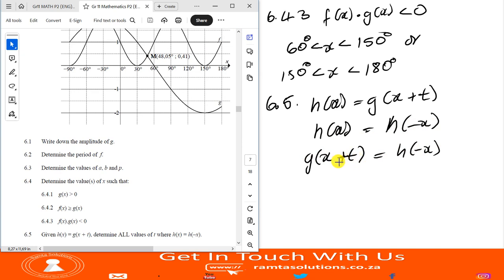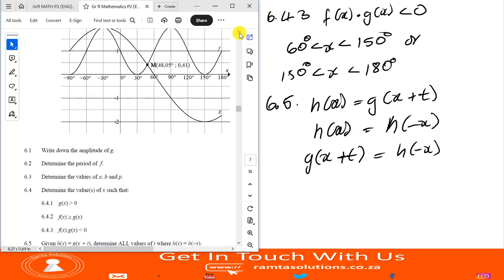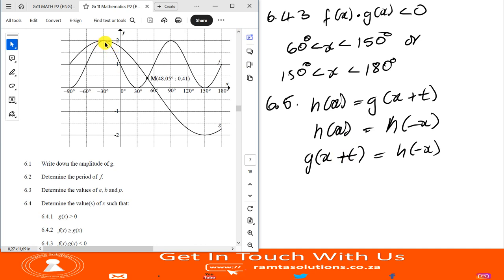So we have to be careful. Now, something that I want you to see is this. When you look at this diagram, it has shifted 30 degrees to the left, isn't it? It has shifted 30 degrees to the left. Now, if you were to make h of x, which is this g of x shifting, I don't know whether to the left or to the right, if you were to make it equal to its reflection, what do you need to do?